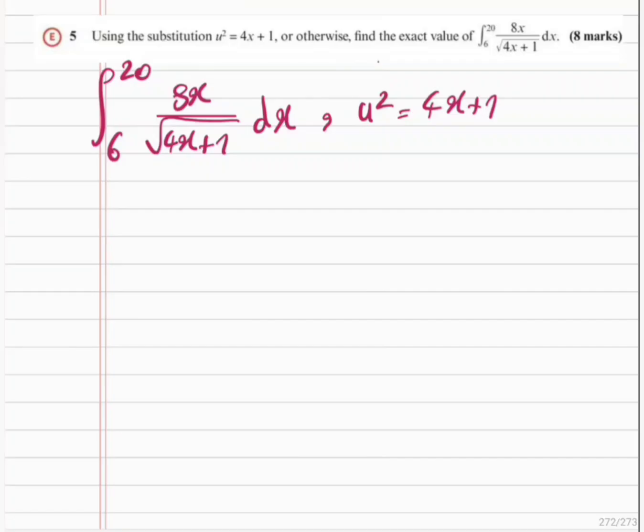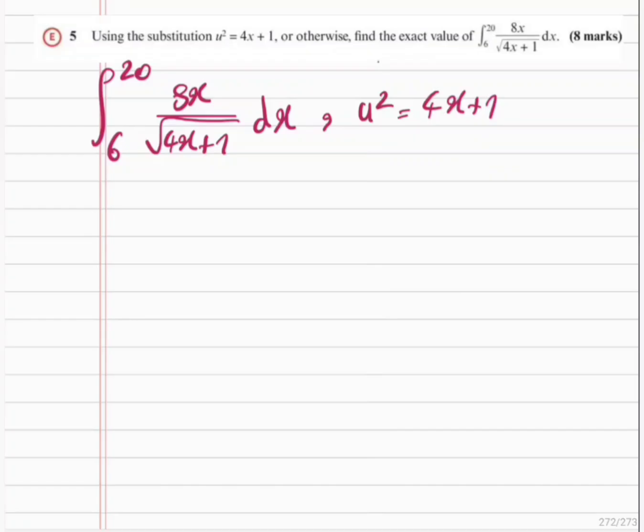And we want to integrate this by using the substitution u squared is equal to 4x plus 1. Now, the interesting thing here is a key lesson: it's not always that we take u equal to something. Sometimes it can be u squared equal to something as our substitution, or maybe root u. In this case, we are recommended to use the substitution. But when they say 'or otherwise', that means we can use something else if we want to.